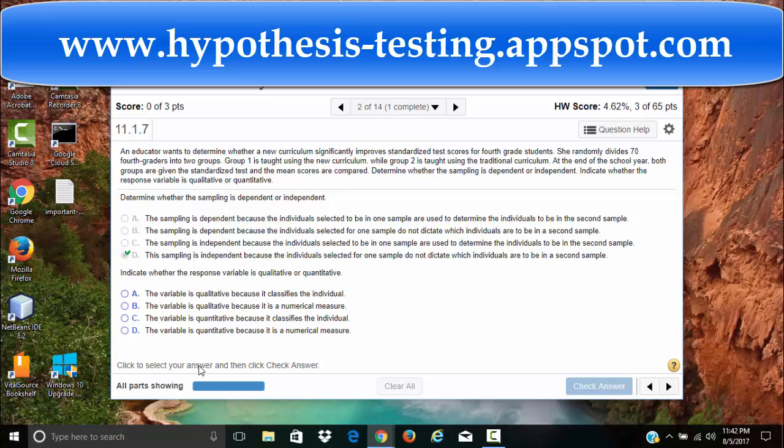Then the response variable. Here we are dealing with test scores. Test scores are quantitative. Okay, so it's a numerical measure. So here the answer is also D.